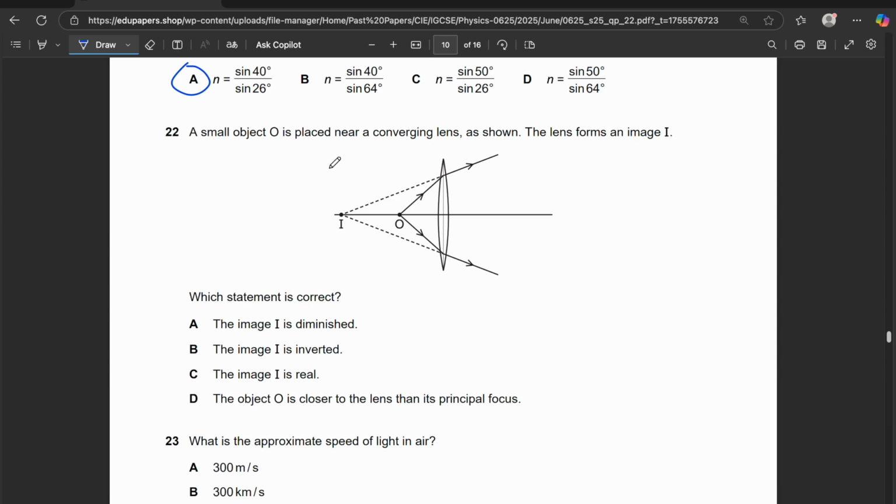22. A small object O is placed near a convergent lens as shown. The lens forms an image I. Which statement is correct? So this is a convergent lens, like a magnifying glass. So the image is formed from the tracing lines, not from the actual rays converging, which means it is not real, it is virtual.